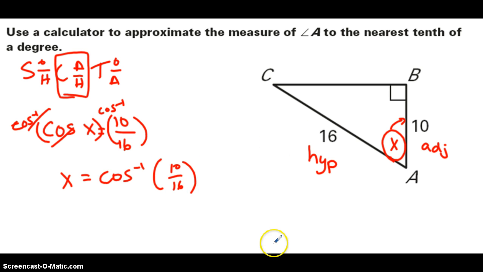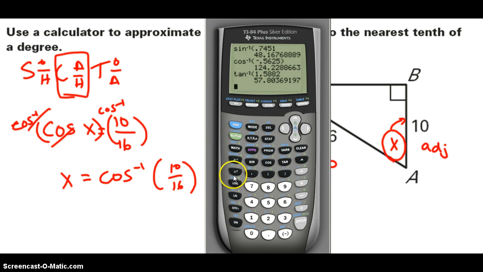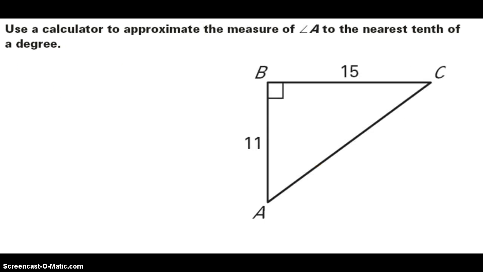And now this is just calculator work. So if I bring up my calculator, move it over here, and let's clear my screen, the inverse cosine of 10 over 16. Enter. And so the angle is approximately 51.3 degrees. Okay, so let's do one more like that.